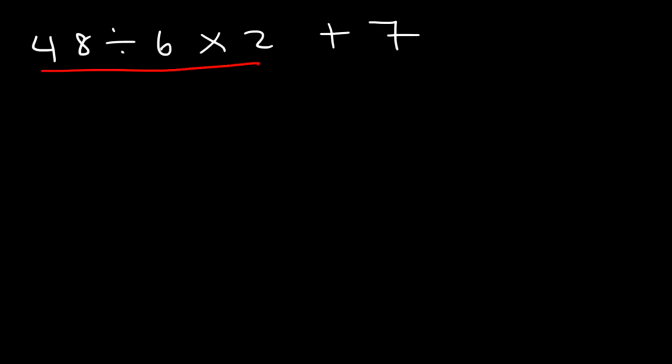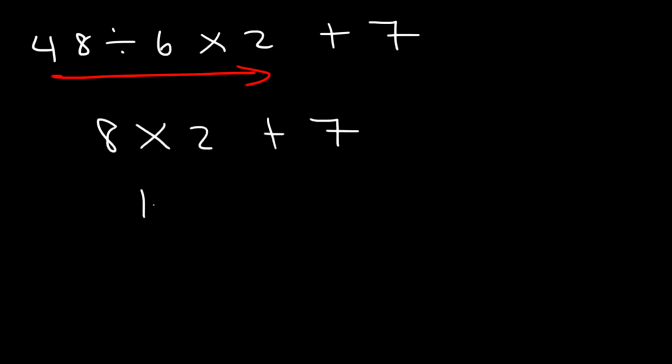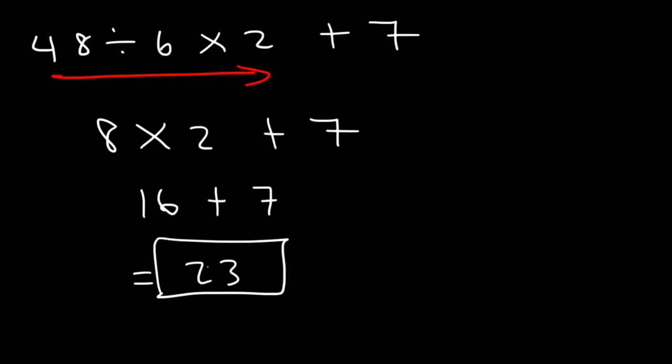So 9 is the right answer. Now for the sake of practice, try this one. 48 divided by 6 times 2 plus 7. So multiplication and division has more priority than addition. So we're going to save the 7 for last. Now let's focus on this. We have division and multiplication. If you're unsure about which way to go, start from the left side and work your way towards the right side. 48 divided by 6 is 8. And then we have 8 times 2, which is 16. 16 plus 7 is 23. And so this is the answer.